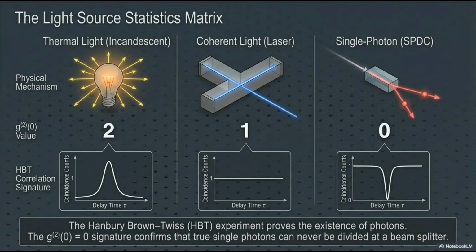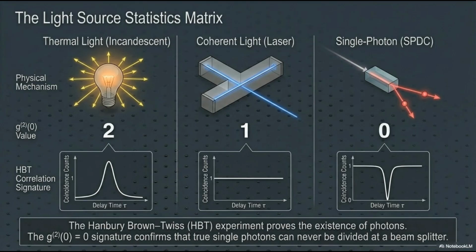This slide compares 3 fundamentally different types of light sources using the Hanbury-Brown and Twiss experiment as the diagnostic measurement tool. The Hanbury-Brown-Twiss experiment measures the second-order photon correlation function, written as g²(0), which quantifies whether photons tend to arrive in bunches, randomly, or strictly one at a time. Thermal light, such as from an incandescent bulb, has g²(0) equal to 2, meaning photons tend to cluster and arrive in pairs. This phenomenon is called photon bunching and arises from the chaotic, multi-mode nature of thermal emission.